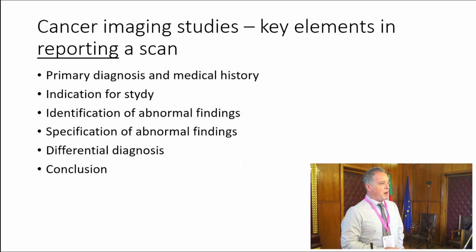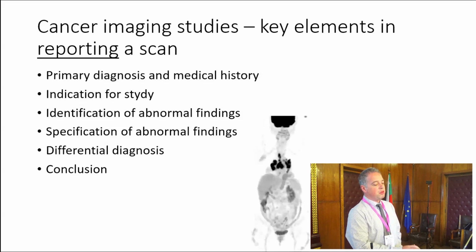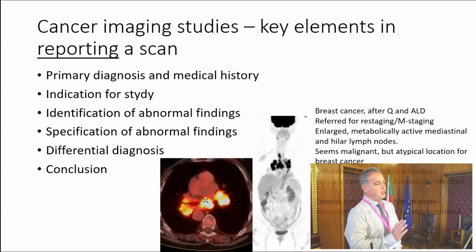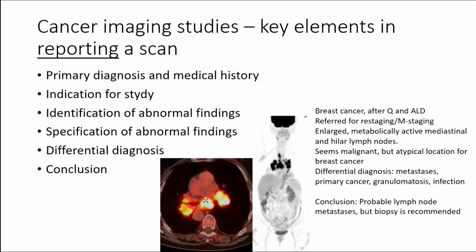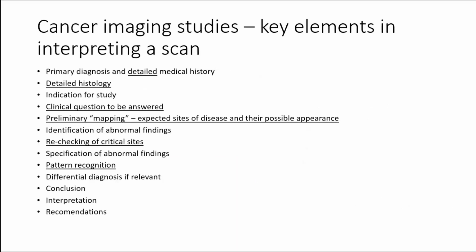Well, somebody can ask himself, okay, this is a breast cancer patient. Do we expect mediastinal lymph node metastasis to such an extent? We don't. So probably we should include some differential diagnosis in the report. Something like it could be another primary cancer, lymphoma, granulomatosis, something. We should recommend biopsy. Actually, this case is very easy if you go through the entire medical history of the patient. It's detailed history, detailed histology, and the clinical question that is actually answered.